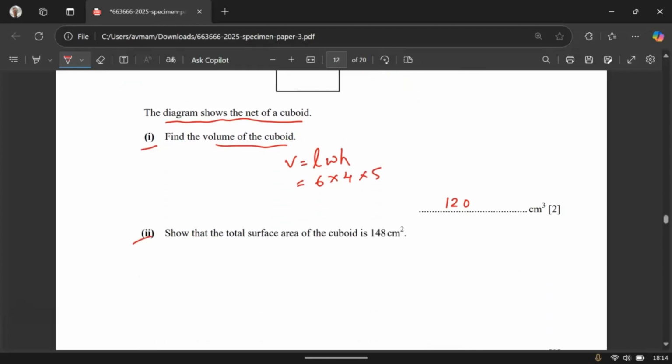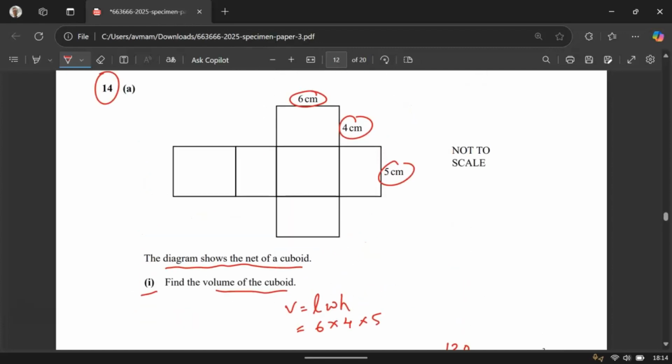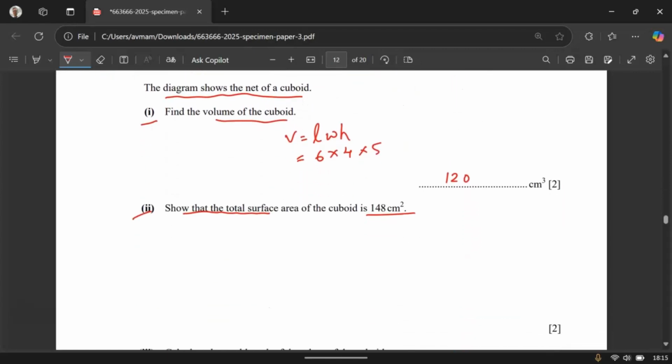Number 2, show that the total surface area of the cuboid is 148 square centimeters. The total surface area is the area of all these rectangles together, okay, all of these together. Now instead of finding it one by one, let us use the rule: surface area is 2 times length times width plus length times height plus width times height. This can be in any order.